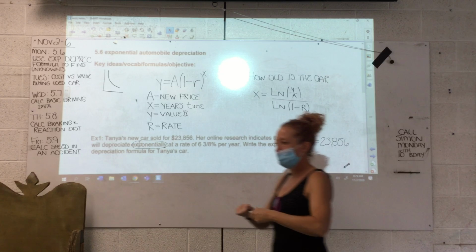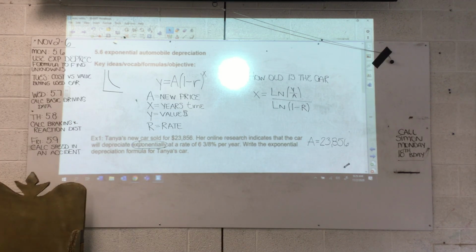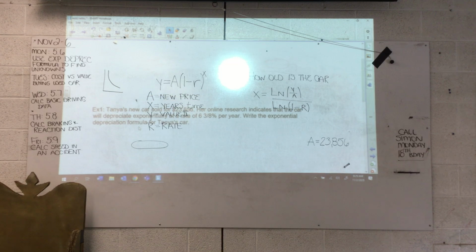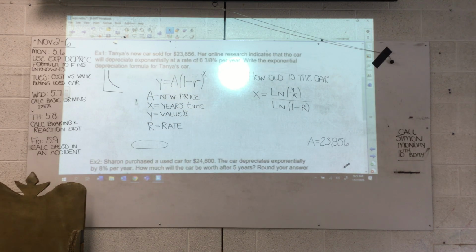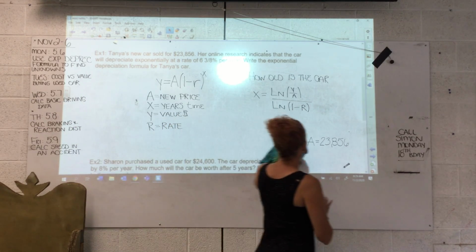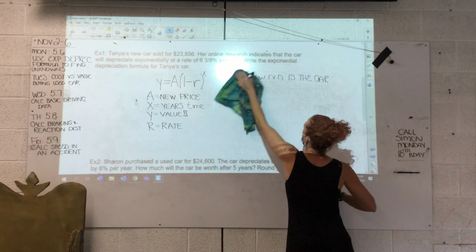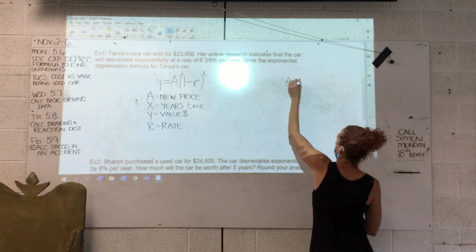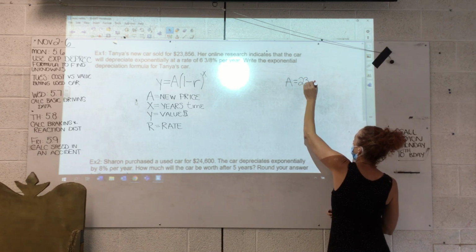And honestly, I would write it down. You guys have lots of space. I probably would write it right here, okay? But it's hard for me to keep everything up there. Let's do it right like that. So, A is 23,856.